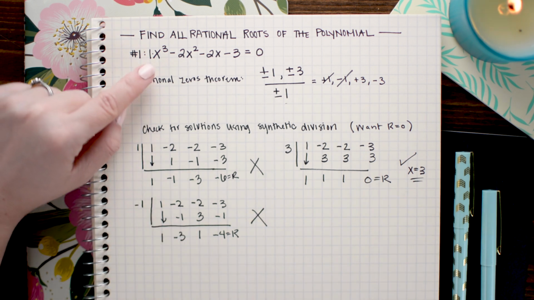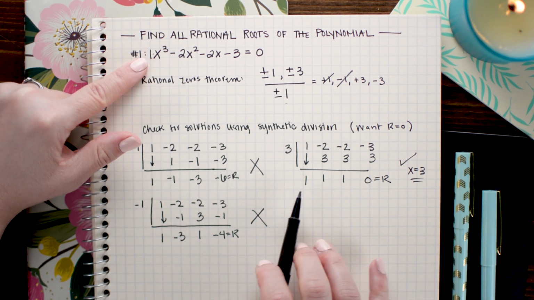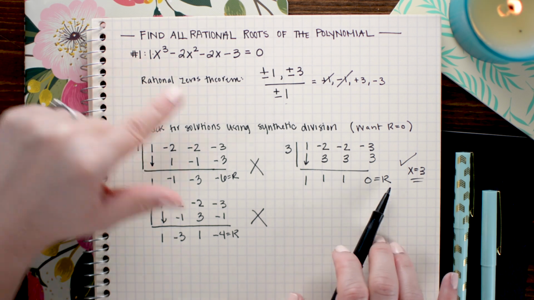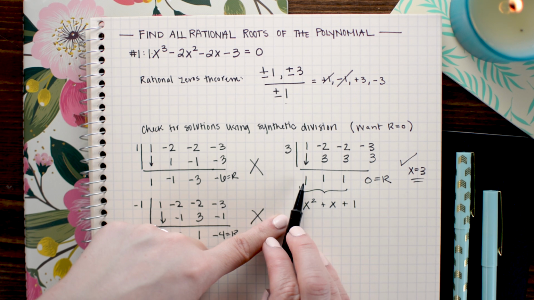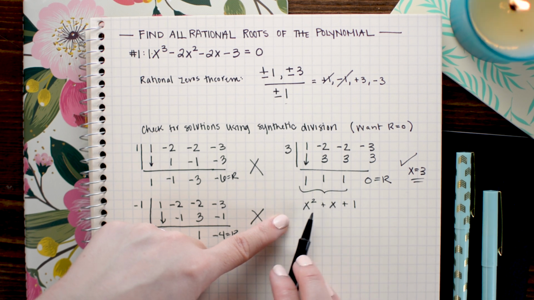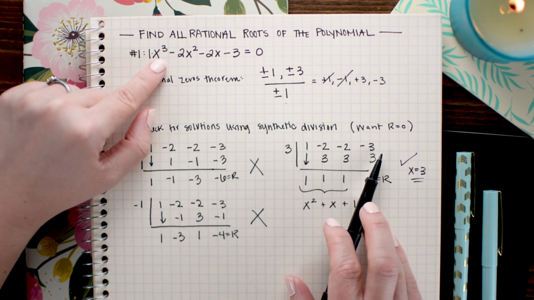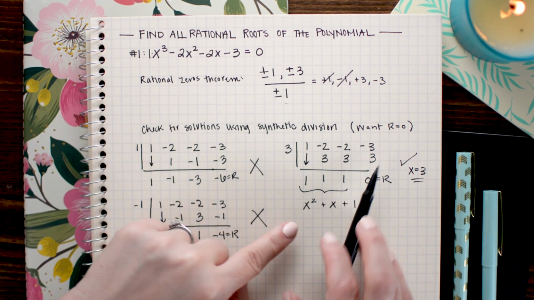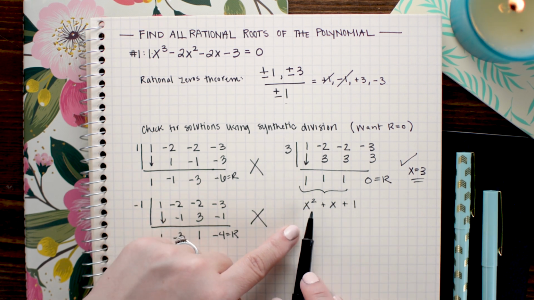Now, because this is a cubic, I can have up to 3 solutions. So I want to work with my resulting polynomial here. I just went ahead and rewrote these as the coefficients, and I started with 1 degree less than the equation I was dividing. So that means that this was a cubic, so I know that the answer here will be a quadratic, or a power of 2.